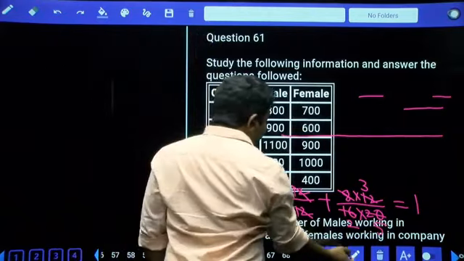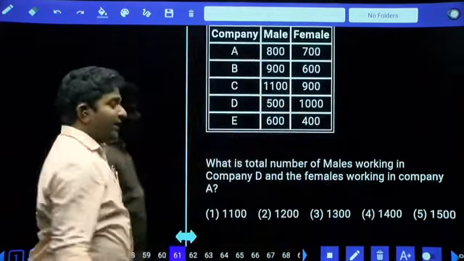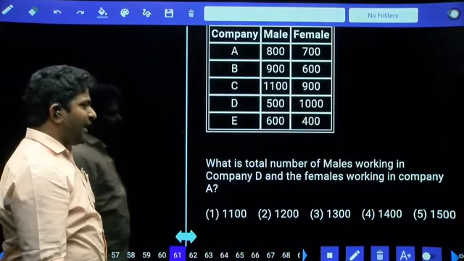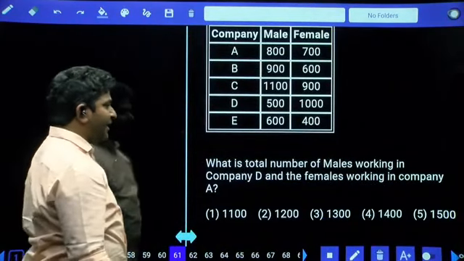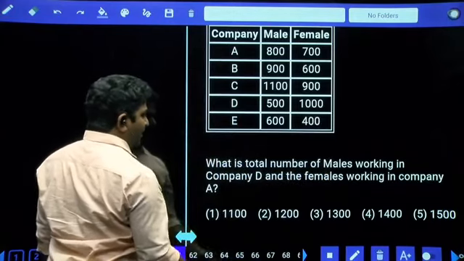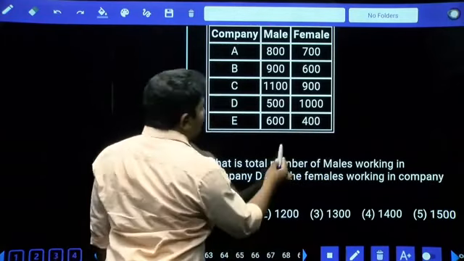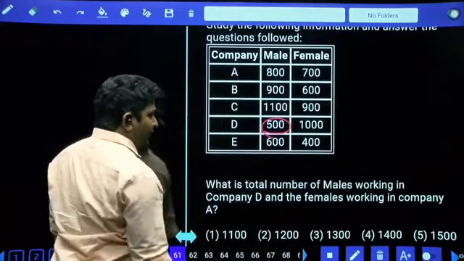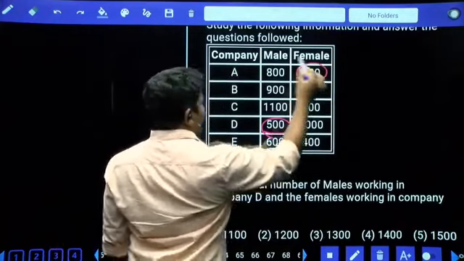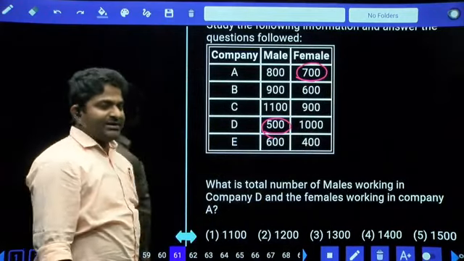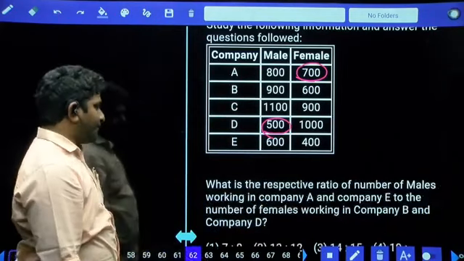From 61, we have a simple table. So let's continue this. What is the total number of male working in company D and female working in company A? Male in D, and female in A. You're asked to calculate total 500 plus 700, 1200, second option.